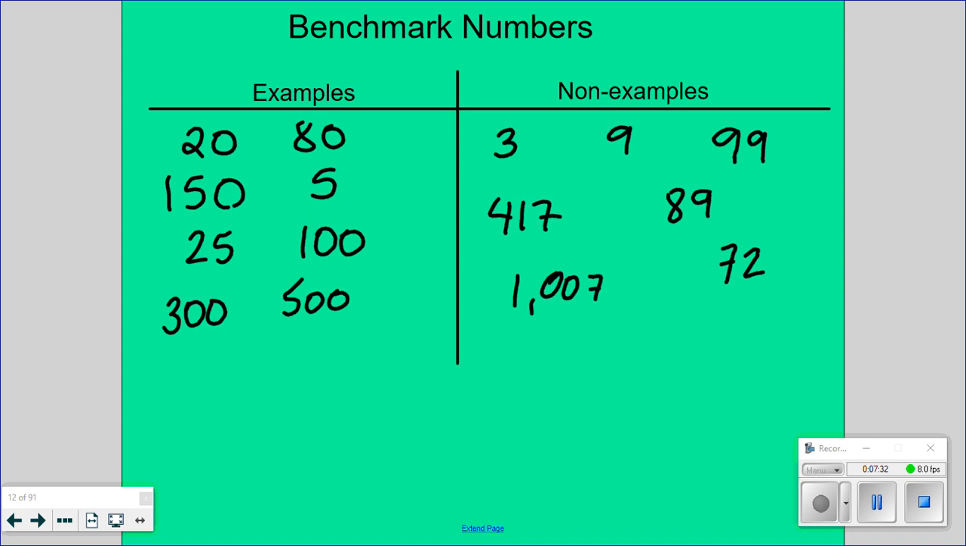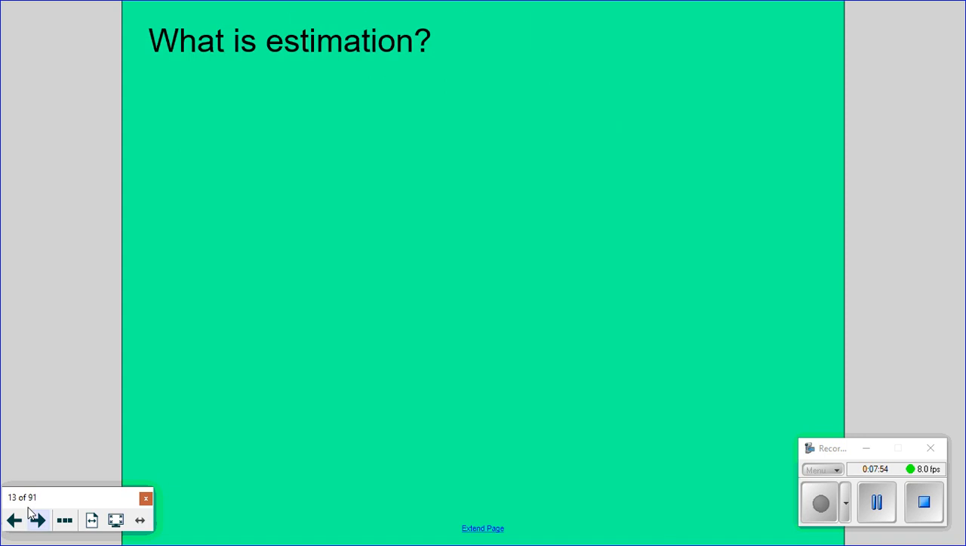Whereas on the other side, even though this ends in a 2, and 2s are pretty easy for us to skip count, when we get so big, they're hard for us to manipulate. So our benchmark numbers almost always end in a 0 or a 5, because those are the easiest numbers to add and subtract with.